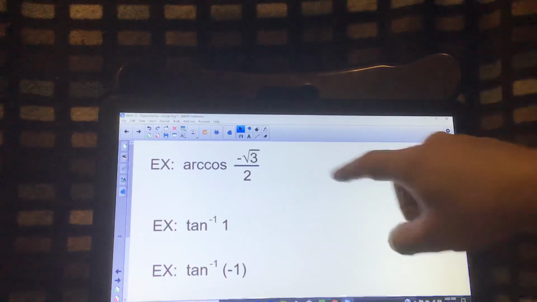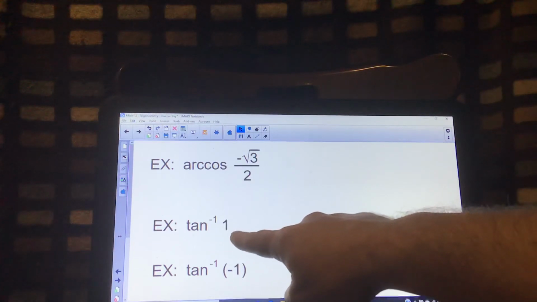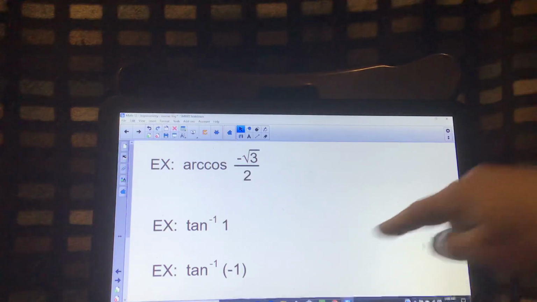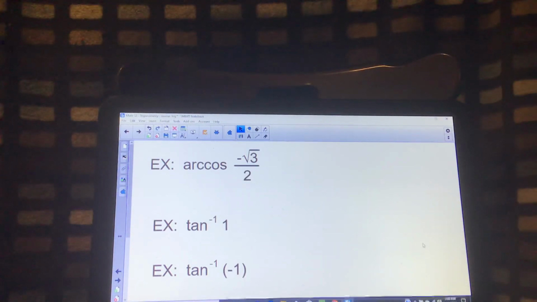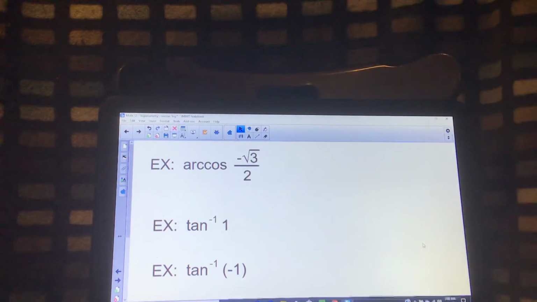All right, so the answers to these, this was 150 degrees. This was 45 degrees, and then this is negative 45 degrees. So the positive ones aren't that difficult. The positive ones are whatever would come out of your table. The negative ones are a little tricky because for sine and tangent, negative ratios give you angles in quadrant 4, which are negative angles. And then if it's cosine, they give you angles in quadrant 2, which come out as positive angles.